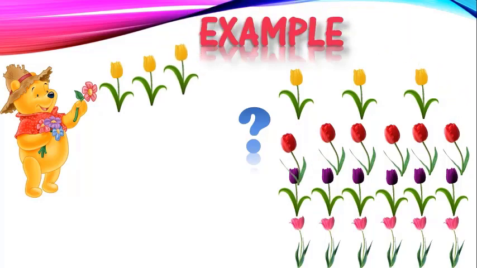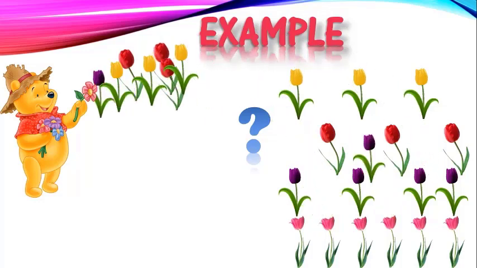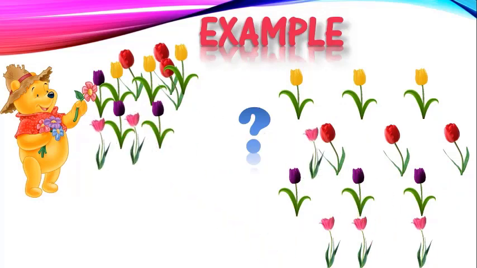There were 4 rows of tulip plants. In each row, there were 6 plants with 1 tulip on each of them. If Pooh plucked 3 flowers from each row, what is the total number of flowers with Pooh now? Here we will write it in a very simple manner. As he has plucked 3 flowers from each row, the first number will be 3 and there were 4 rows. So we will write 4 and we will multiply both of these numbers. 3 multiplied by 4 is equal to 12. It means he is having a total of 12 flowers with him.